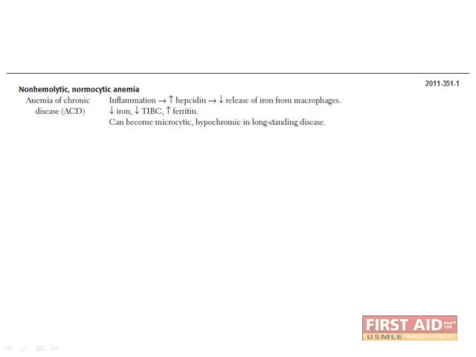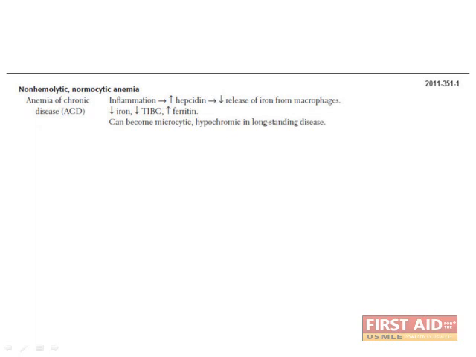Now let's cover the non-hemolytic normocytic anemias. Anemia of chronic disease, or ACD, will occur in patients with chronic illness and inflammation. Inflammation leads to an increase in hepcidin, which blocks the release of iron from iron stores in macrophages. Thus, these patients will have increased iron stores, but insufficient iron supply to developing erythrocytes. Of note, if this occurs long-term, ACD can present like iron deficiency anemia and be microcytic and hypochromic.